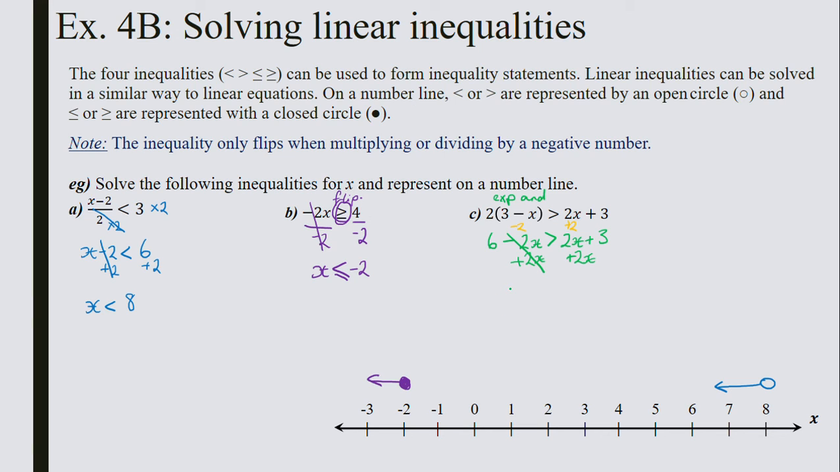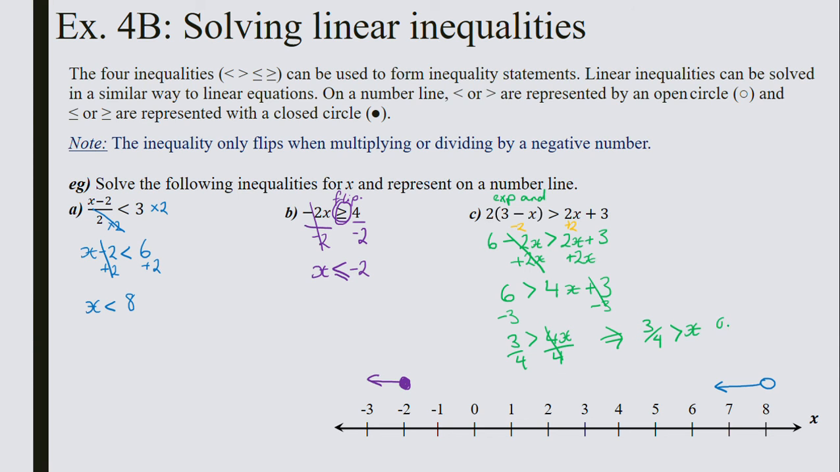And that will give me 6 is greater than 2 apples plus another 2 apples is 4 apples, or 4x, plus 3. We now need to get rid of the 3, so we're going to subtract 3 from both sides. That gets rid of that. 6 take 3 is 3, which is greater than 4x. And now we need to divide both sides by 4, and that will give me, I'm just going to have to write the answer over here, 3/4 is greater than x.